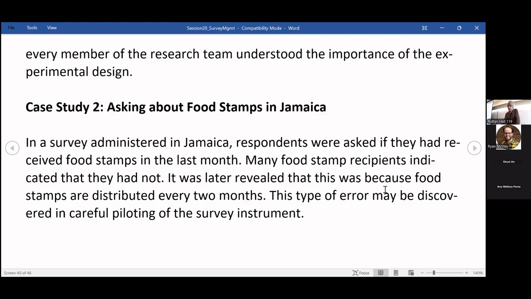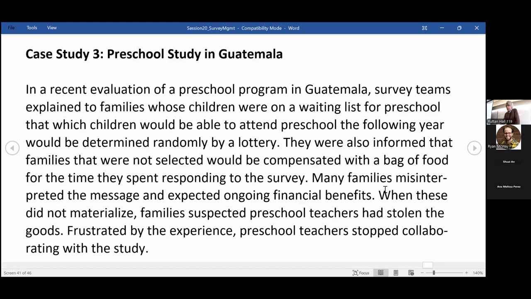Okay. Preschools in Guatemala. This is one of my former students who was looking at these waiting lists for these kids. They were supposed to be assigned by lottery, but basically, there was some misunderstanding where families thought that they were going to get some financial benefits. And then when they didn't get those benefits, the families thought that the preschool teachers had stolen some money or goods, and so then they didn't cooperate. So that whole study just stopped.